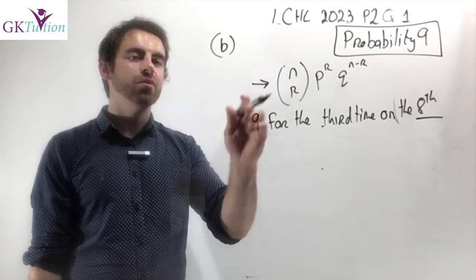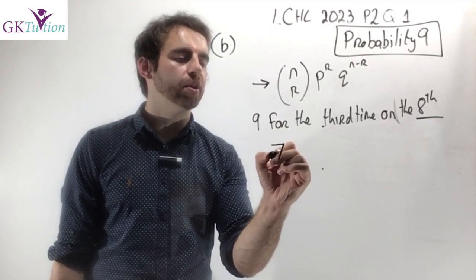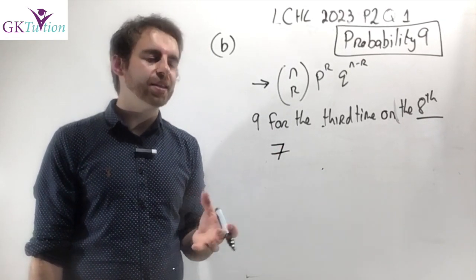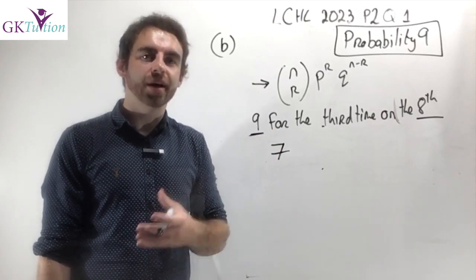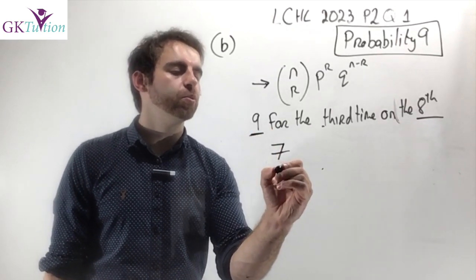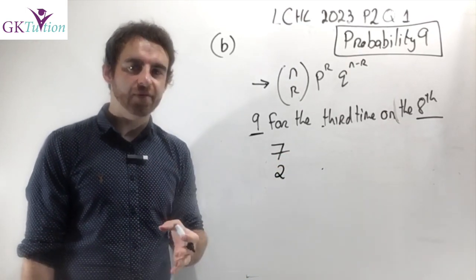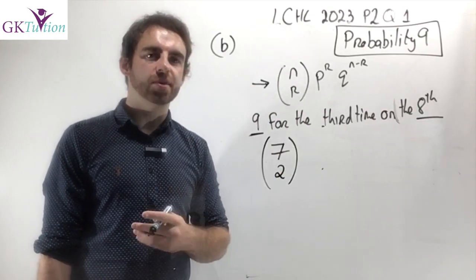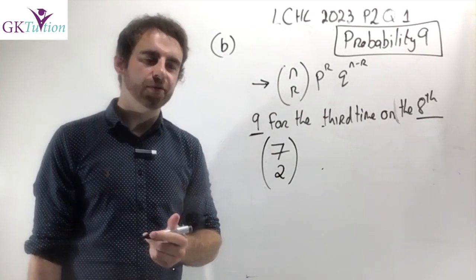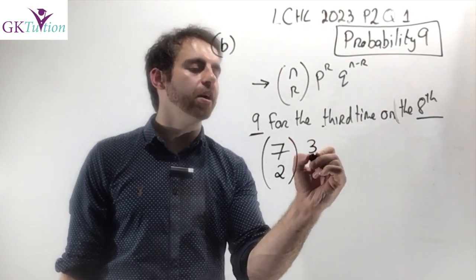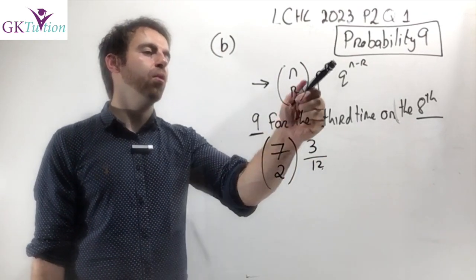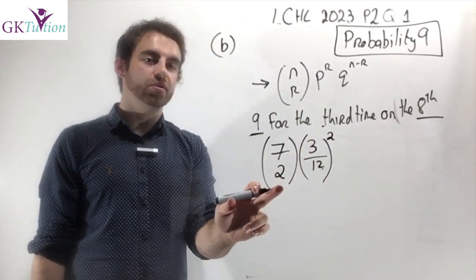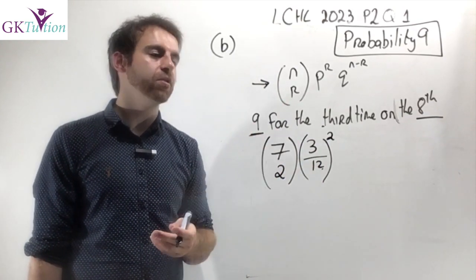So let's sub in here. N refers to the number of trials, and we're talking about the first 7 trials. R refers to the number of successes. And in this scenario, we consider Rowan getting a 9 as success. So the number of times we want him to get a 9 in the first 7 trials is 2. So it's going to be 7 choose 2. P refers to the probability of success, and as we explored in the first part of the question, the probability of getting a 9 is 3 out of 12. And then R is the number of times we want that to happen, or R is the number of successes. We want 9 to pop up twice in the first 7 trials.